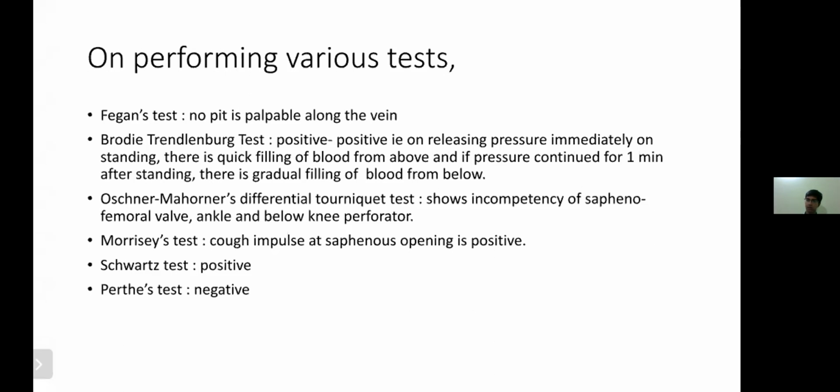Sir, Cockett's perforators 5, 10, and 15 centimeters above the medial malleolus, Boyd's perforator below the knee, Dodd's perforator above the knee, and Hunter's perforator in the thigh. Excellent, very good, perfect. So these are all the perforators. There are 3 perforators, as pointed out, at 5, 10, 15 centimeters, one below the knee, one above the knee, and one in the thigh. Cockett, Dodd, Boyd, and Hunter. That is how we set out. It's very important. And if not the names, then the sites.